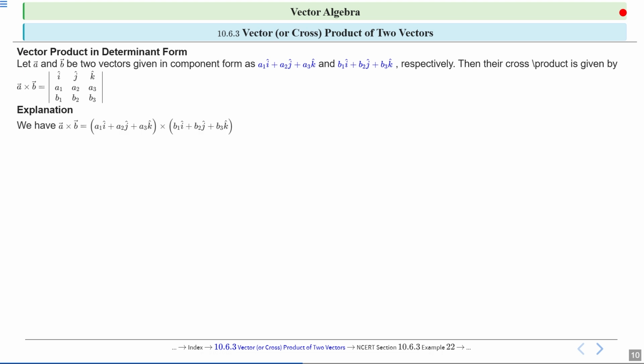Right, so we have a vector cross b vector will be equal to a1 i cap plus a2 j cap plus a3 k cap cross b1 i cap plus b2 j cap plus b3 k cap, right? So it will be a1 b1 into i cap cross i cap plus a1 b2 into i cap cross j cap plus a1 b3 into i cap cross k cap plus a2 b1 into j cap cross i cap plus a2 b2 into j cap cross j cap plus a2 b3 j cap cross k cap plus a3 b1 k cap cross i cap plus a3 b2 k cap cross j cap plus a3 b3 k cap cross k cap, okay?